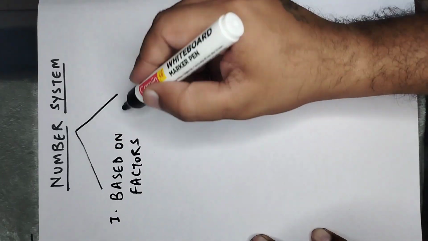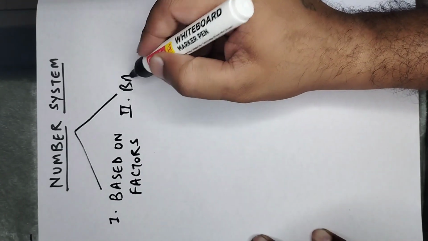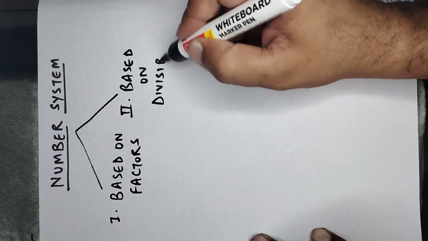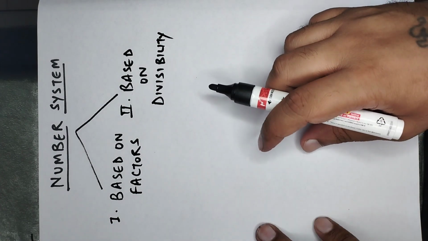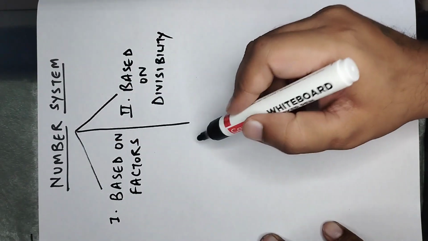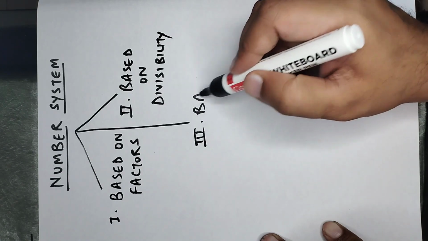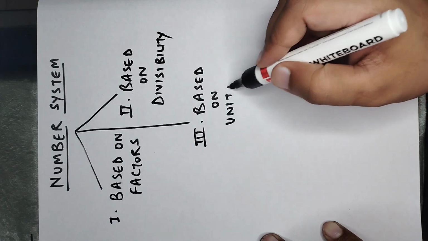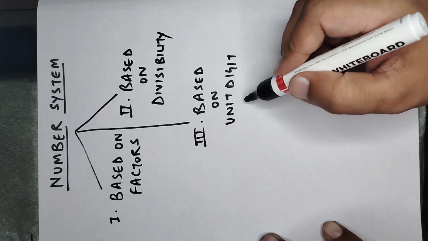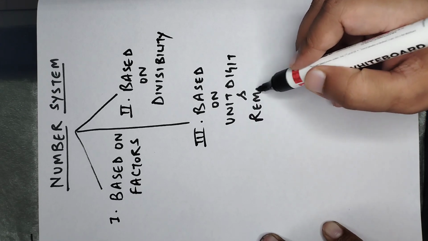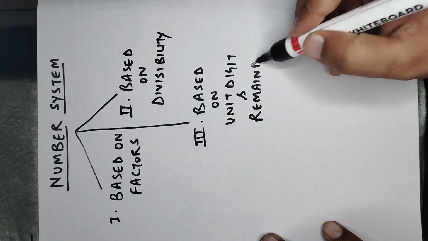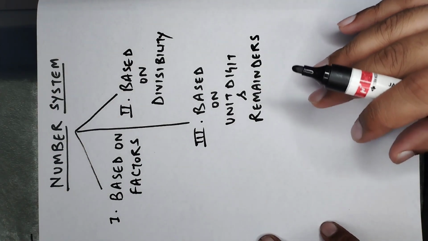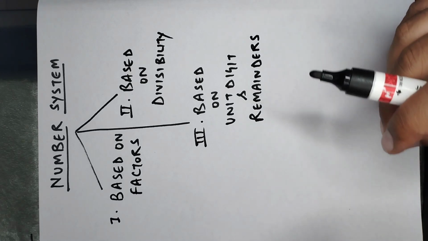Now the second part is questions based on divisibility. And the third part is the questions based on finding unit digit and finding the remainders. So these are the three major parts in which number system is classified.